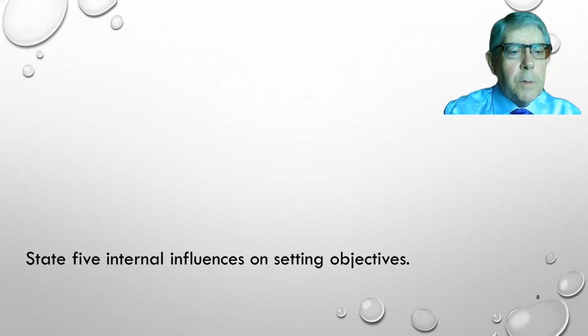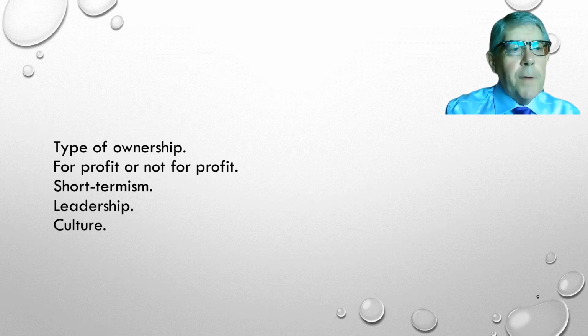State 5 internal influences on setting objectives. Type of ownership, whether it's a profit or a not-for-profit company. Short-termism, that is where the managers do not look far enough ahead. Leadership and culture.